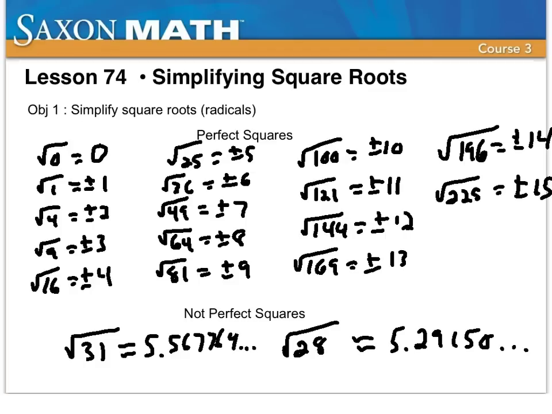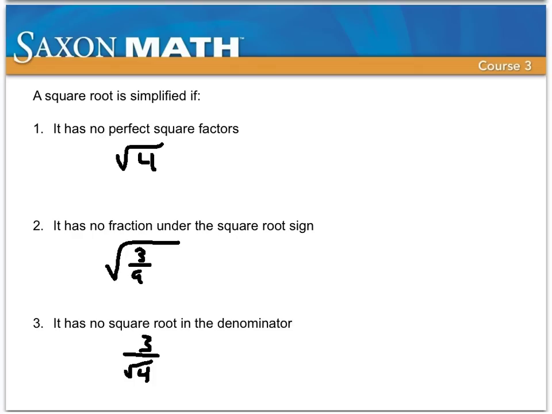Okay, now let's go ahead and get started on simplifying some square roots. So we need to know this. A square root is all the way simplified if, number one, it has no perfect square factors. For example, I know what the square root of 4 is because 4 is a perfect square, and I know that that is positive and negative 2, because 2 times itself gives me 4, and negative 2 times itself gives me 4. So this square root is not simplified. I can break that down yet, break it apart.